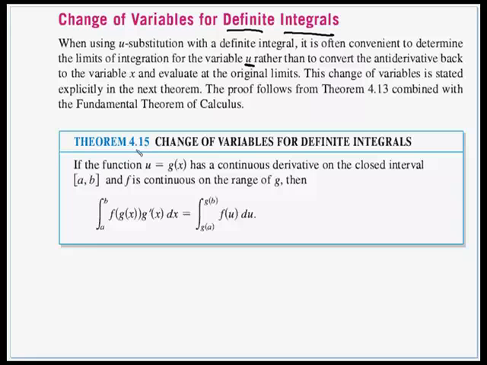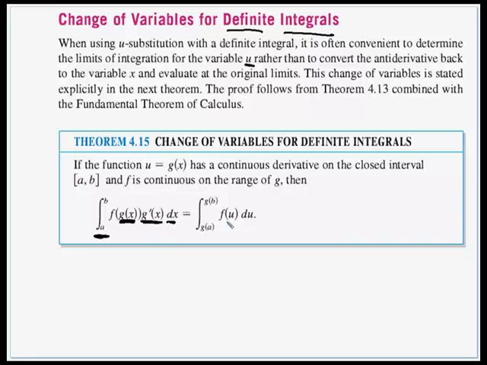And our theorem 4.15 states, if the function u equals g of x has a continuous derivative on our closed interval from a to b, and f is continuous on the range of g, then here's our definite integral from a to b of f of g of x times g prime of x dx.